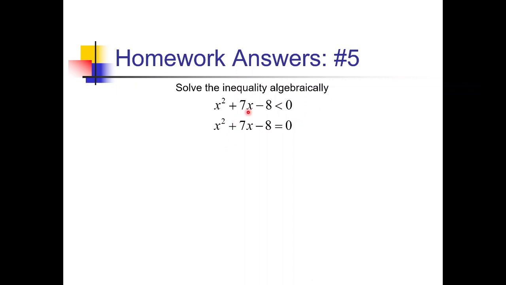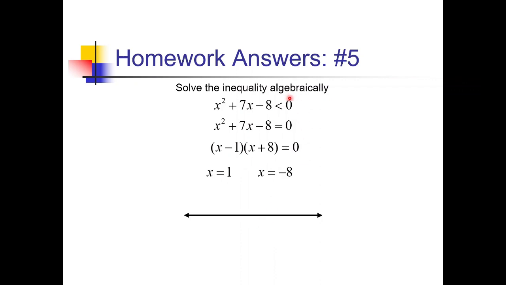This looks like it's factorable. Two things that multiply to -8 and add up to 7. Let's see, we have 1 and 8, and that'll work if it's -1 and +8. So we have x minus 1 and x plus 8 equals 0. So we have x equals 1 then, and -8 zeroes out this other factor. So I'll put those on a number line.